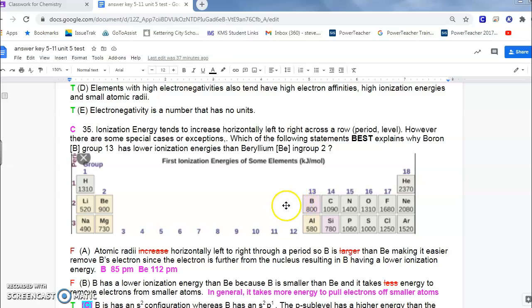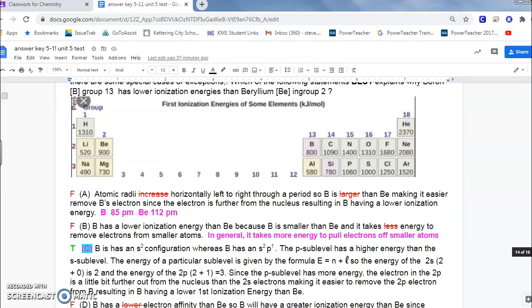Why? We've kind of dealt with this before. They're looking for the reason that best explains it. Look at letter C. Beryllium is an s2 configuration. Boron is s2p1. Second column has 2 in the s. 2 in the s is somewhat stable. So it's harder to pull that electron out of the s because the s2 affords beryllium some stability. Whereas with boron, it's easier to pull it out because boron is s2p1.